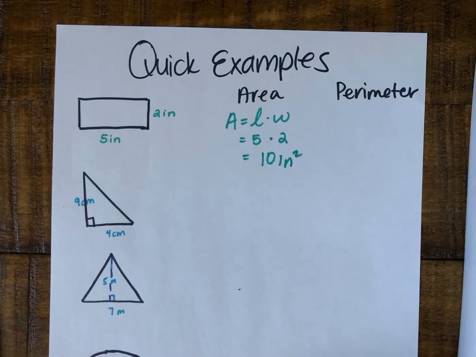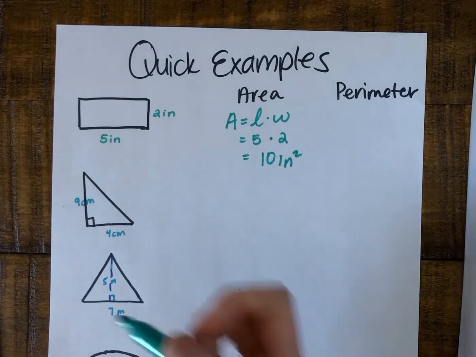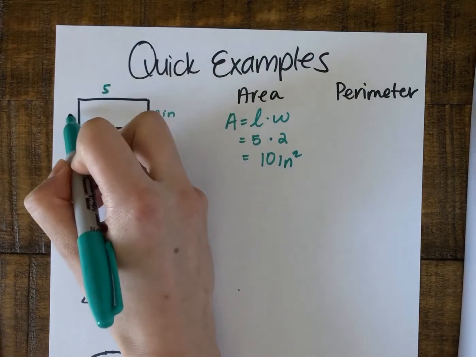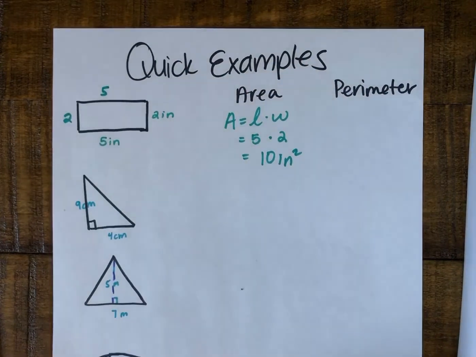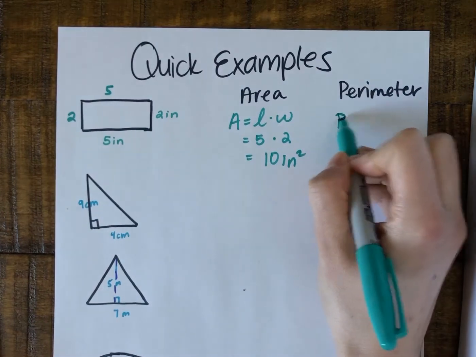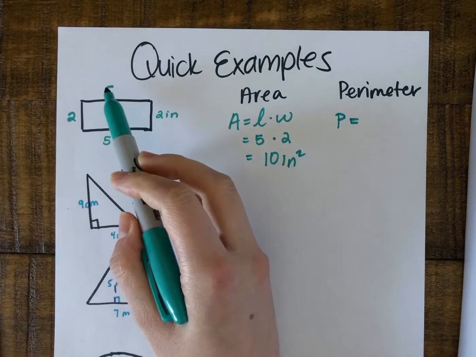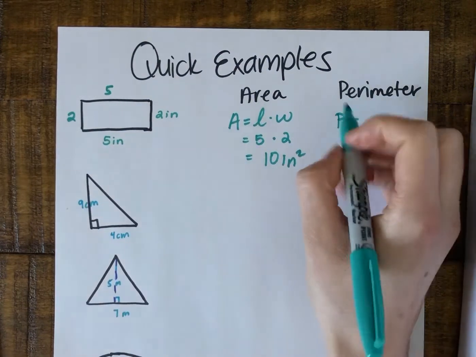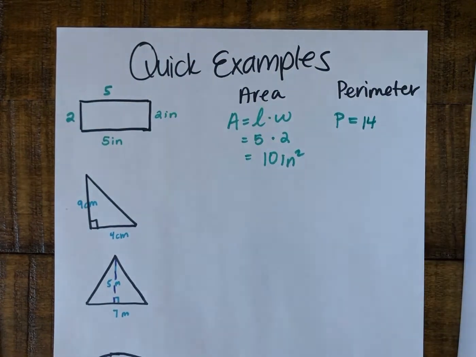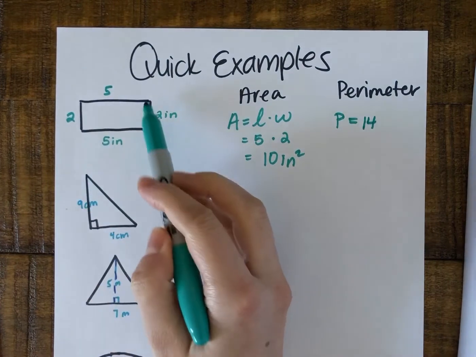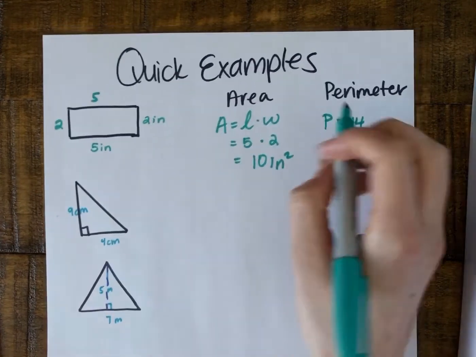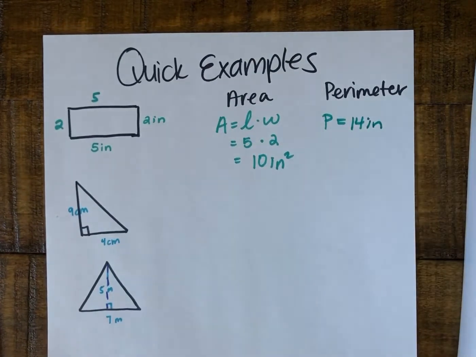As for the perimeter, I like to just fill in all the other sides as well. So this one would be 5 and that one would be 2 because they're the same as the opposite side. And I'd add them all up. So my perimeter is going to be 5 plus 2, 7 plus 5, 12 plus 2, 14. And since my perimeter is just measuring these lines along the outside, it would just be in straight old inches.